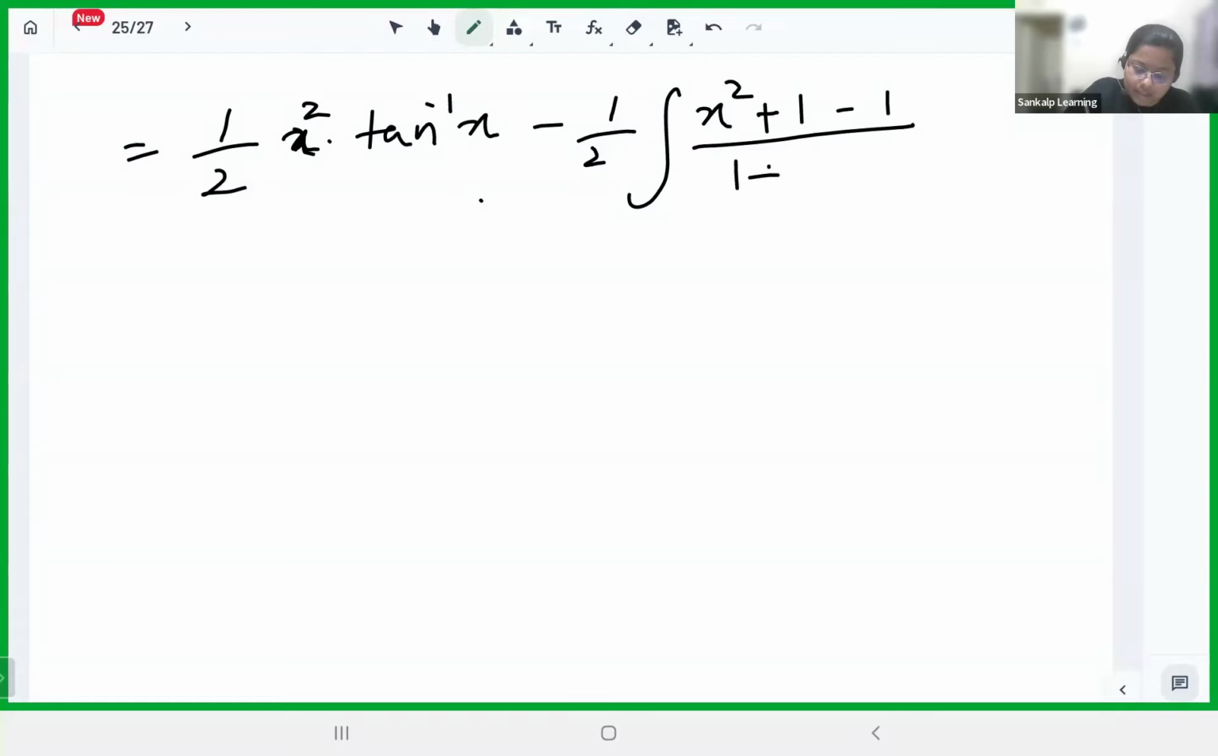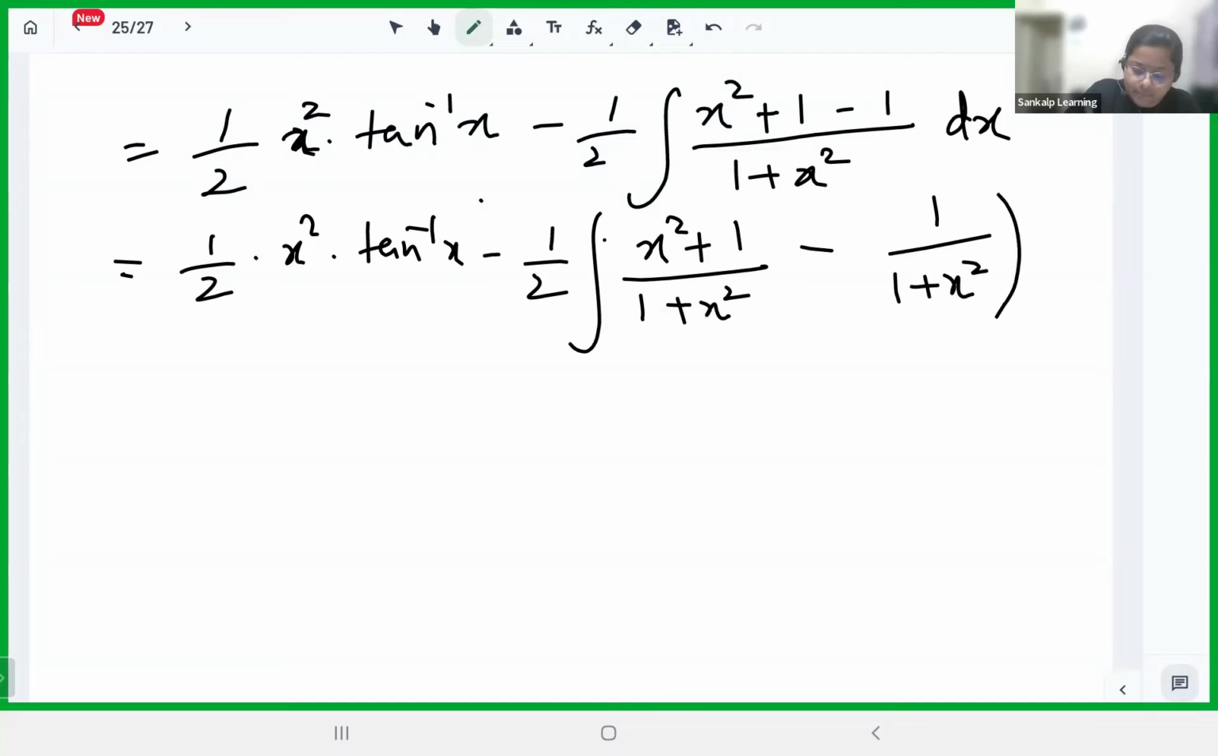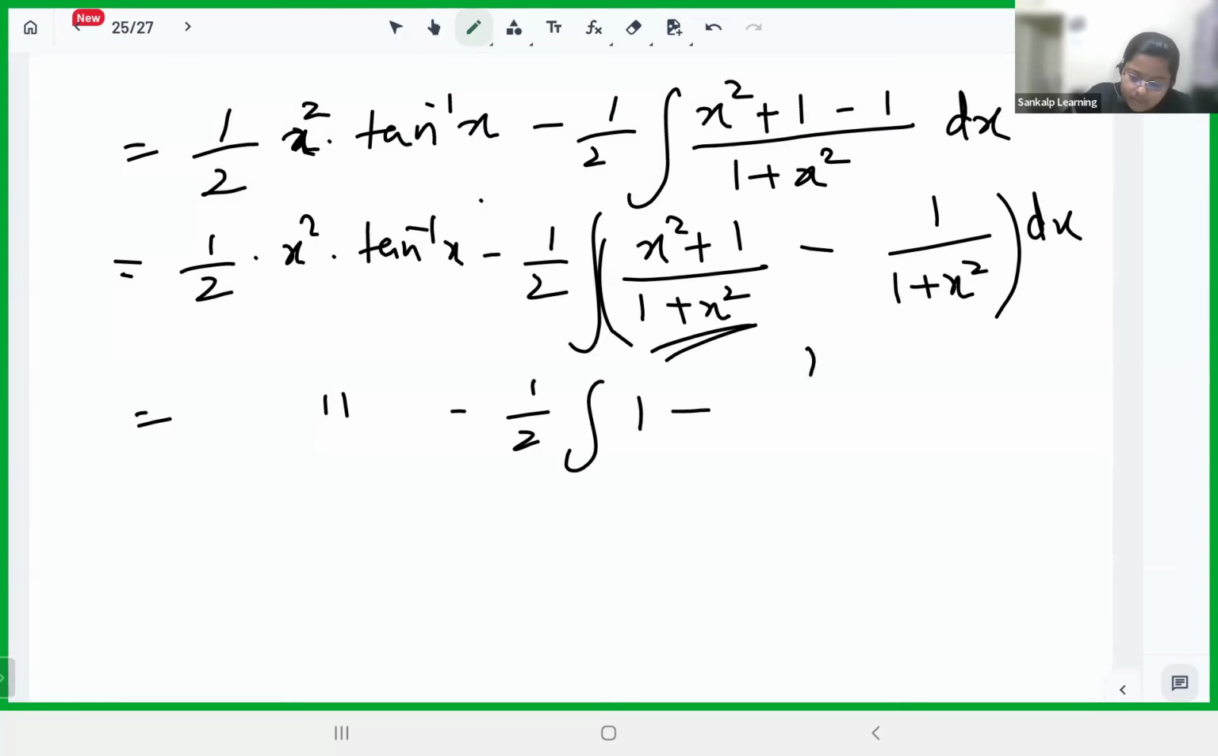In the numerator, then it will be like this. And now this is 1 by 2 into x square into tan inverse x. There is no change in that term. But here, I'm going to split this: x square plus 1 by 1 plus x square, and then minus 1 by 1 plus x square. I just split it. So this term will become 1, and this is 1 minus 1 by 1 plus x square dx.